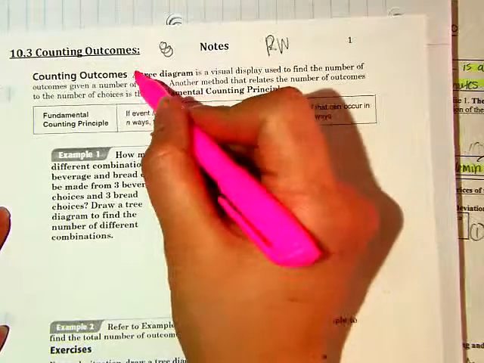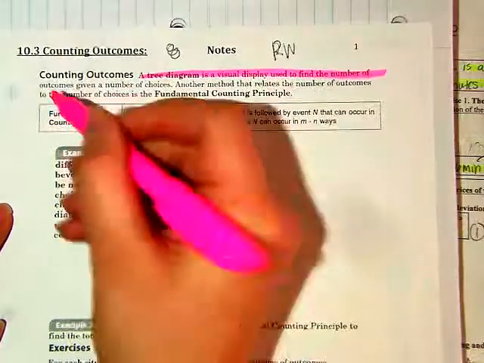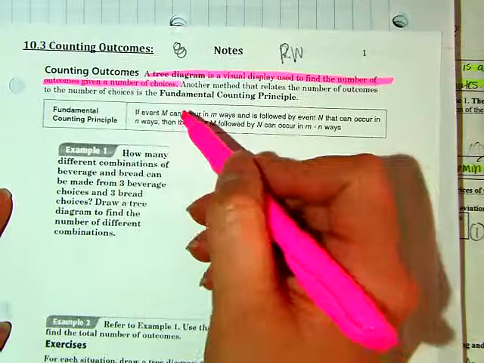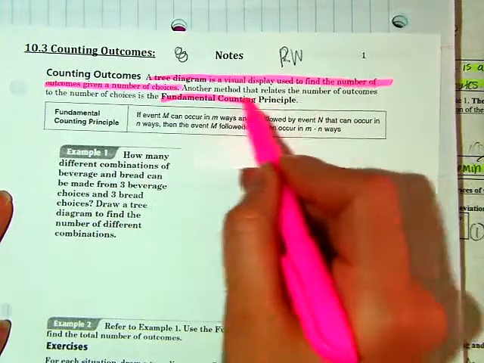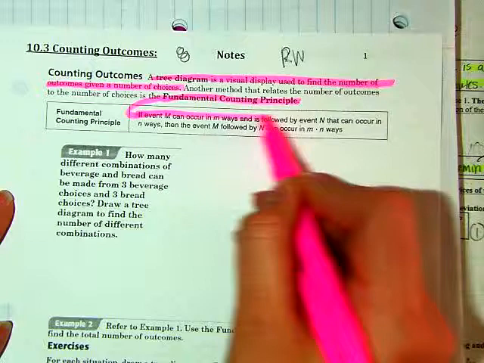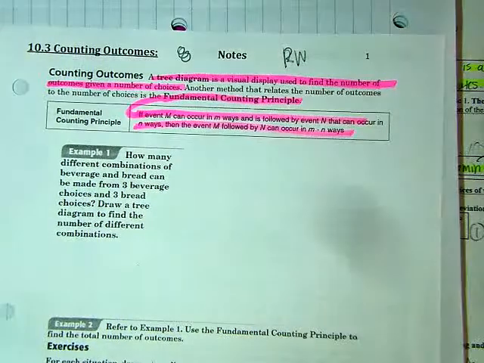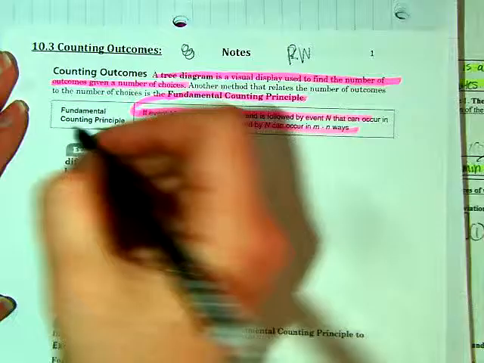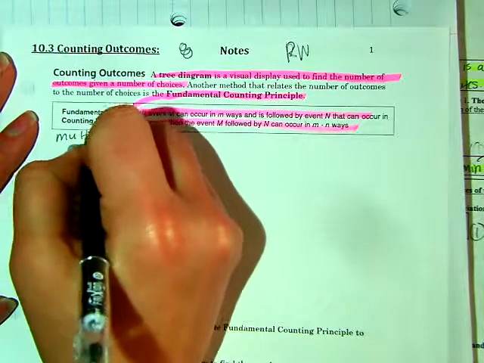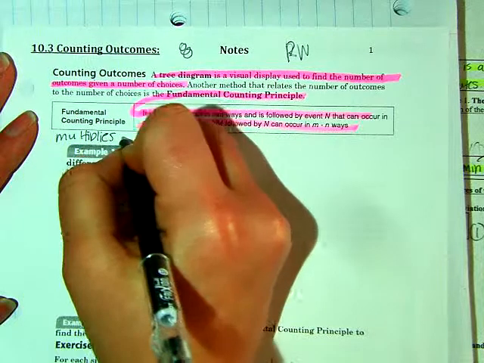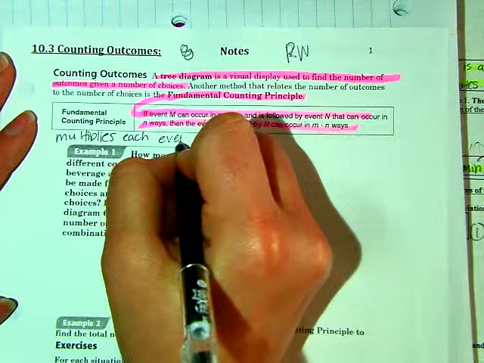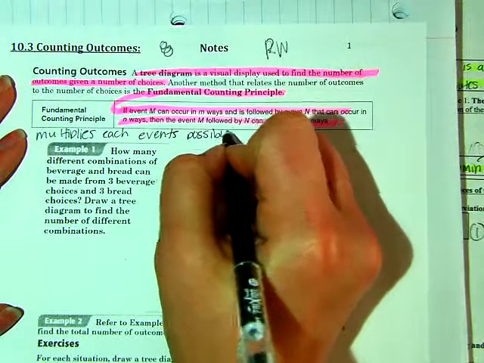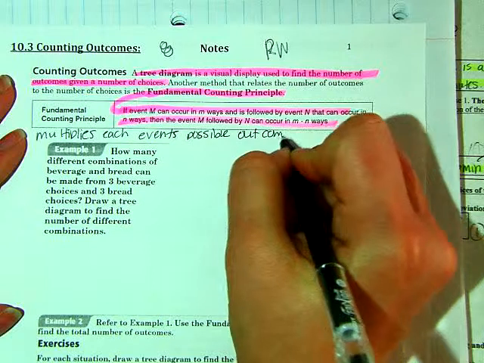So a tree diagram is one way to do that. It's a visual display to find the number of outcomes given a number of choices. Another method that relates the number of outcomes to the number of choices is the fundamental counting principle, which is actually a definition down here. I'll rephrase that so it makes a little more sense. The fundamental counting principle multiplies each event's possible outcomes together.